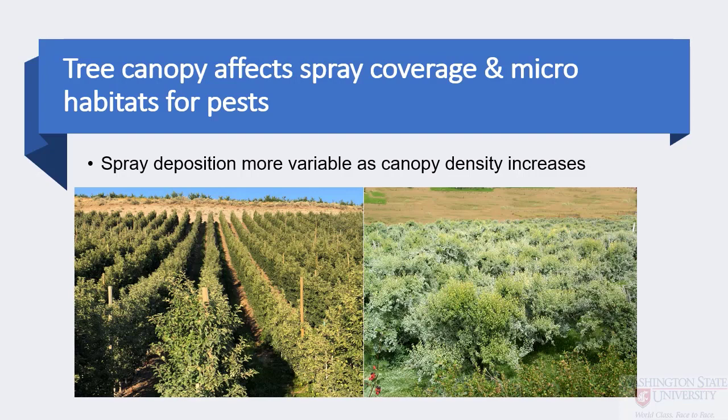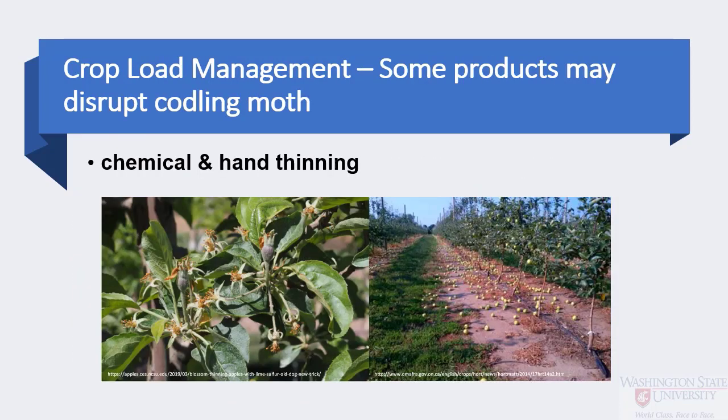As the trees become bigger and the canopies become more three-dimensionally complex, like in the picture on the right, spray deposition becomes less even and there are likely areas in the tree where codling moths survive and don't get sprayed. Removing bloom and fruit from the trees results in better control because there's better spray coverage and less refugia for codling moth. With hand thinning, work crews can remove infested apples and let the grower and consultant know where they're seeing the damage.